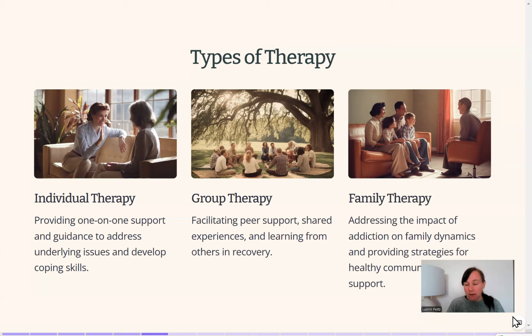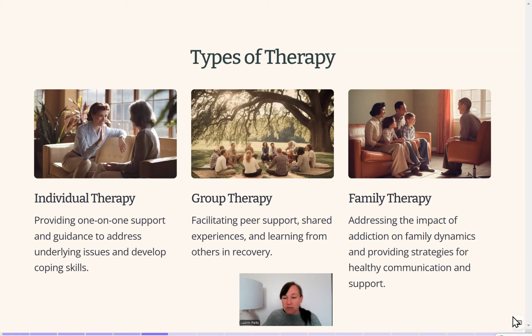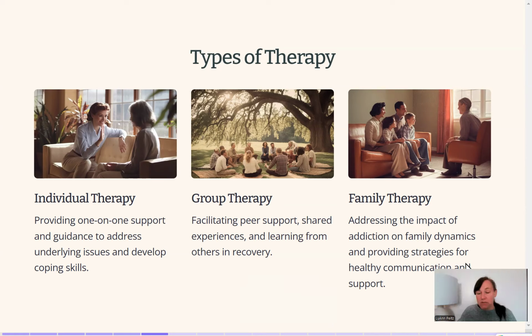Group therapy, a lot of group therapy is held in addiction treatment centers. So it's a really big focus on peer support, shared experiences, and learning from others in recovery. And then we have family therapy, to address the impact of addiction on family dynamics and provide strategies for healthy communication and support, because addiction really is a family disease. So it's really important to address relationships inside of families, not just the individual that's in addiction.